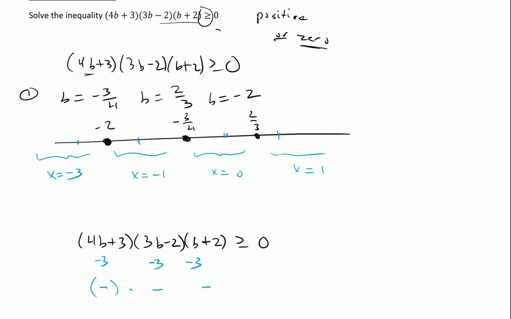So what happens when we multiply three negatives together? We get negative. So this region is negative. And negative, we know, we want positive. Okay, that one doesn't make it. Go to the next one. A lot of students go, you know, I bet this one's positive. Well, don't bet your life on it, because sometimes we're in for surprises.